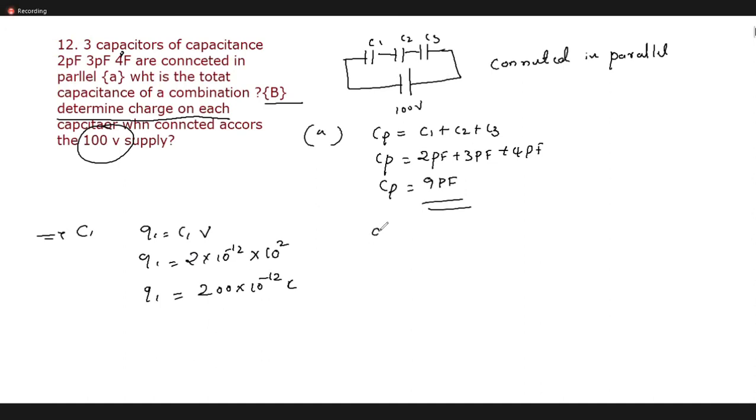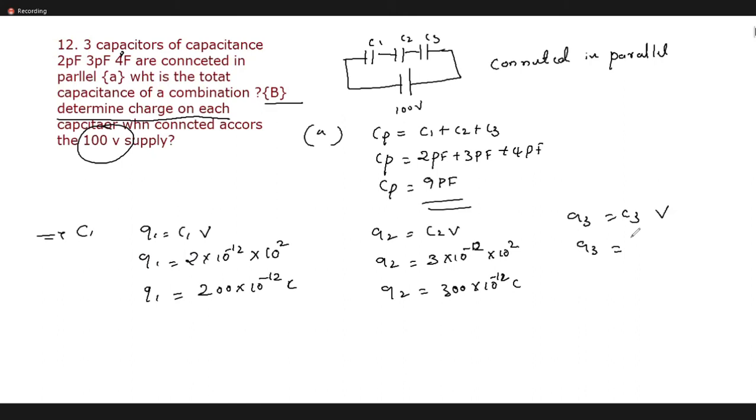So let me write Q2 is equal to C2 into V, and Q3 is equal to C3 into V. Just tell me the Q2 and Q3 values. Q2 is 3 into 10 to the power of minus 12 times V, so 300 into 10 to the power of minus 12 coulomb. Q3 will be 400 into 10 to the power of minus 12 coulomb.